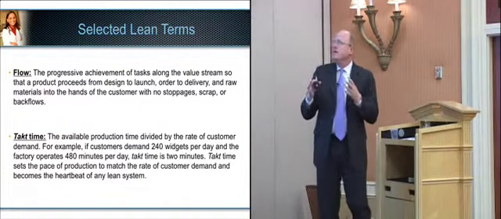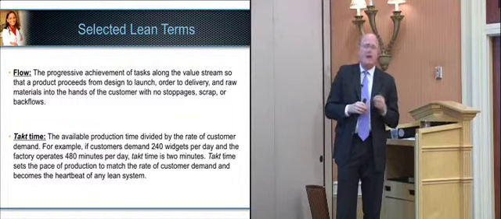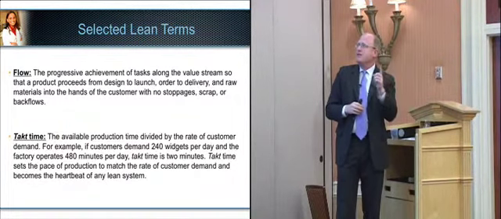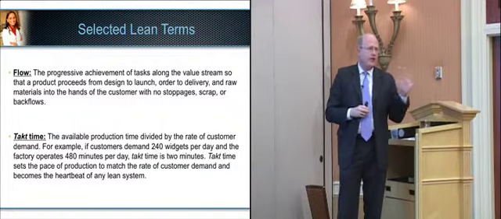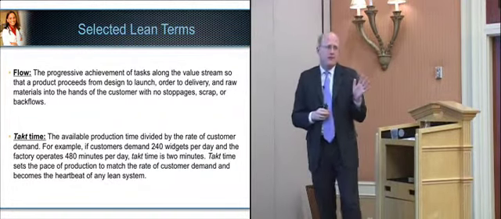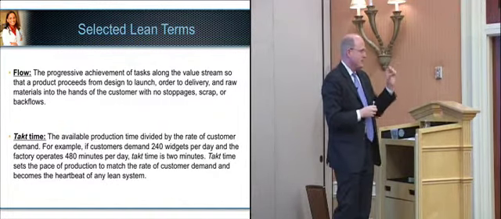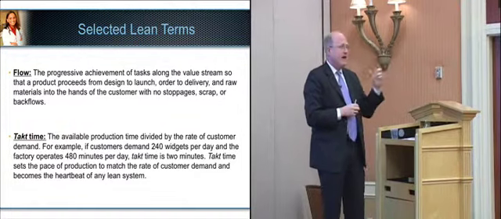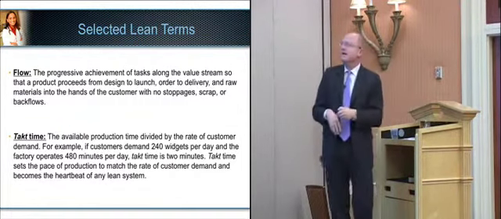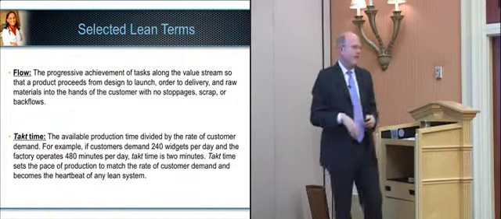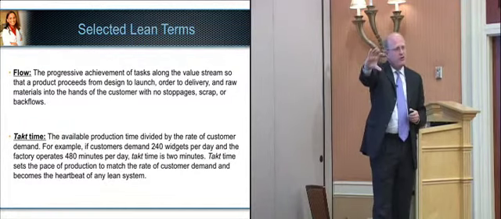A couple of key lean definitions and selected terms. Flow: progressive achievement of tasks along the value stream so that a product proceeds from design to launch, order to delivery, and raw materials into the hands of the customer with no stoppages, scrap, or backflows. That's very lean-esque terminology, right out of the book. I don't know about you, but the emergency departments I've worked in can't really be characterized by no stoppages, scrap, or backflows. All right? But that's the concept of continuous flow.